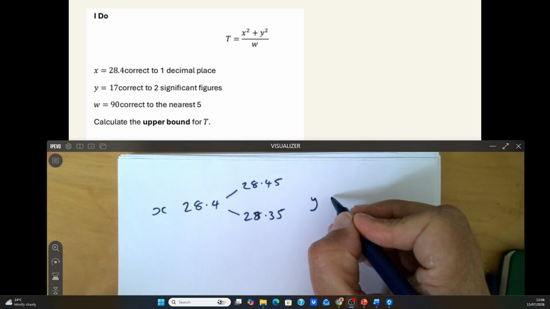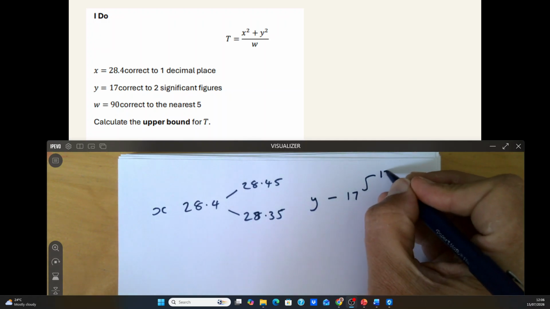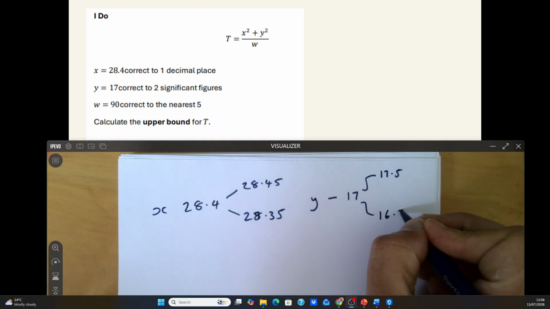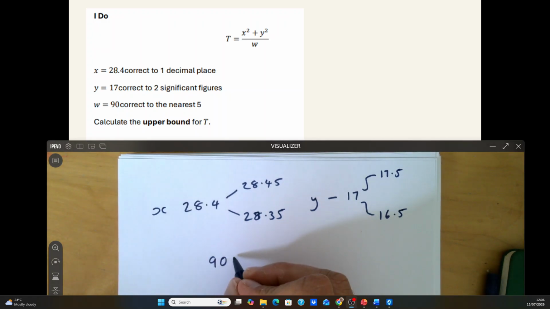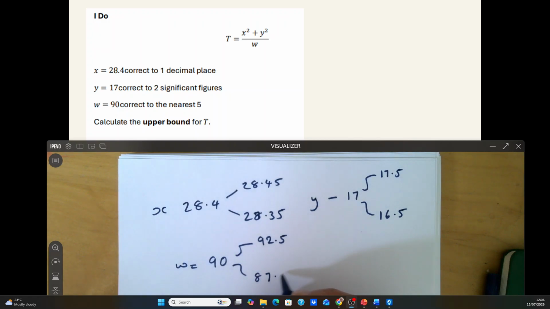Y is 17 to 3 significant figures, so the upper bound of that is 17.5, and the lower bound is 16.5. 90 to the nearest 5, which is W. So the upper bound is 92.5 and the lower is 87.5.